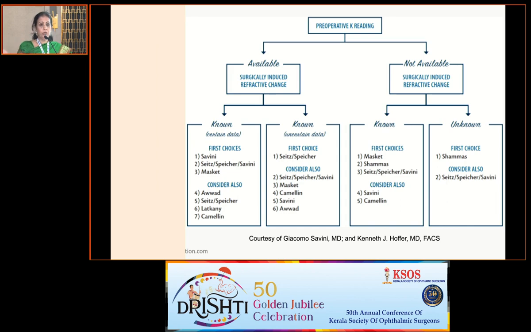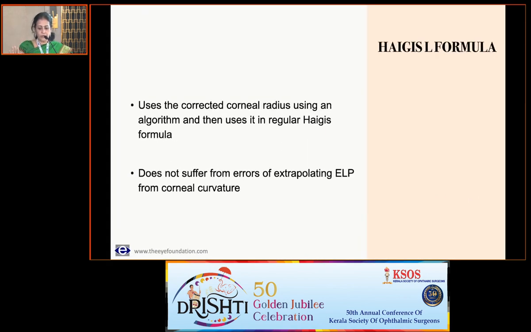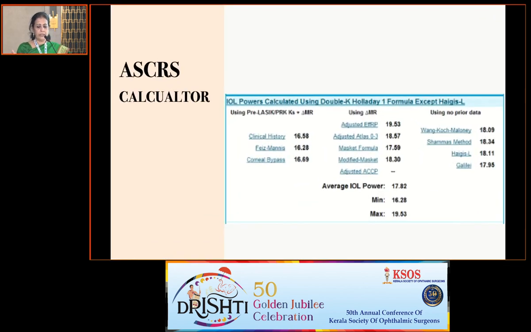So then you could look at the ASCRS calculator, wherein you know the pre-op K, but either the surgically induced change is known or it's not available. Based on that, the different choices come because of the limitation. I'm not going into the specifics. However, at this point of time, the Haigis uses a corrected corneal index. That is what is incorporated in its formula, and it is not relying on the corneal curvature at all, so there is no way it is going to extrapolate the ELP.